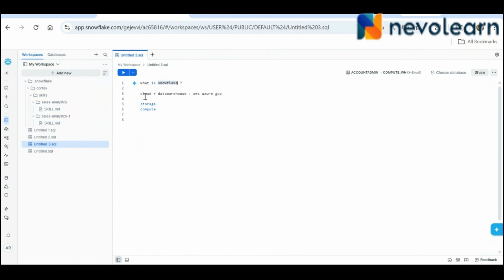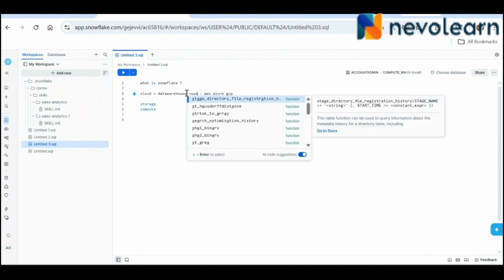What does it mean? That means the account will be deployed on the cloud, and it will use all the cloud functionality and all the cloud benefits, because the account is deployed on the cloud and everything will be on the cloud. That's the reason we call it a cloud data warehouse. Not only a cloud data warehouse, we call it a SaaS product also. SaaS is nothing but software as a service.